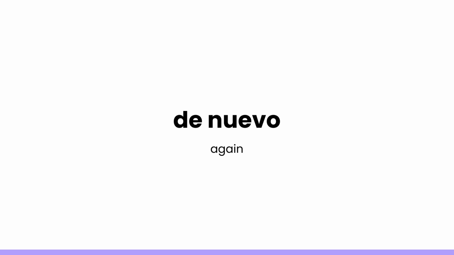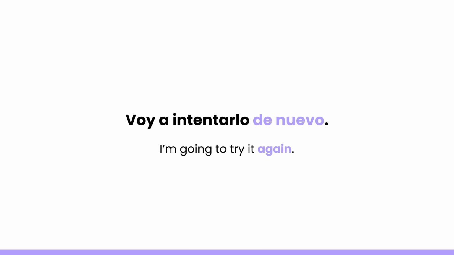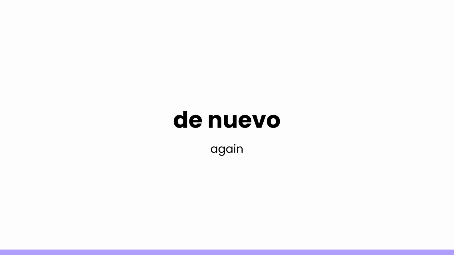Alright, then actually there's another word for again in Spanish, which is de nuevo, which literally means de, of, nuevo, new. So of the new. De nuevo. So for example, instead of saying vamos a intentarlo otra vez, we can also say voy a intentarlo de nuevo. I'm going to try it again. Voy a intentarlo de nuevo. De nuevo. Otra vez.